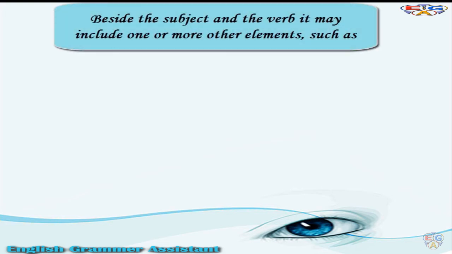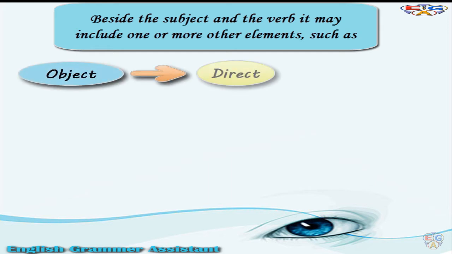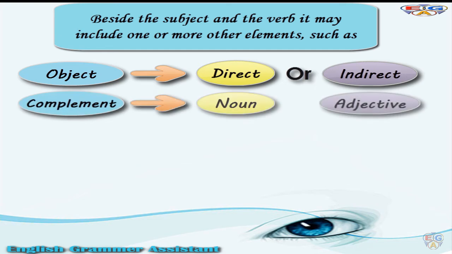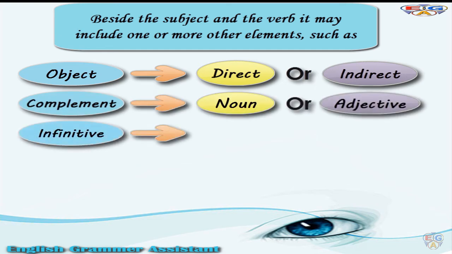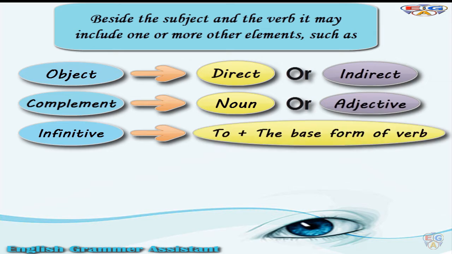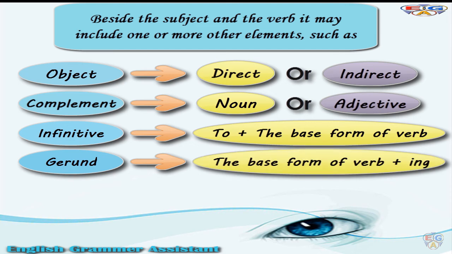Beside the subject and the verb, it may include one or more other elements, such as object, either direct or indirect; complement, either noun or adjective; infinitive, to plus the base form of the verb; gerund, the base form of the verb plus ing; and preposition.